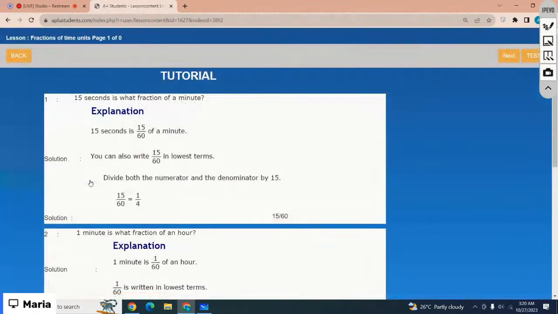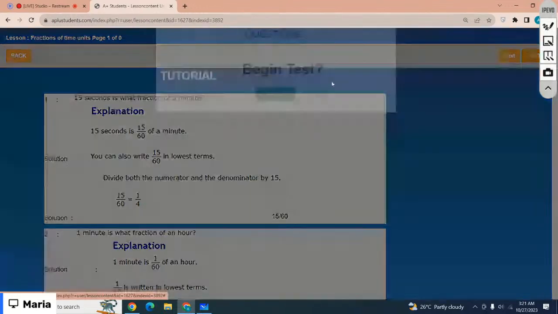Fractions of time units. Let's just start with the first example: 15 seconds is what fraction of a minute? In 1 minute you have 60 seconds, right? So it would be 15 over 60. When you write it in the simplest form, that would be 1 over 4. You can divide by the common factor, that is 15, so it is 1 over 4.